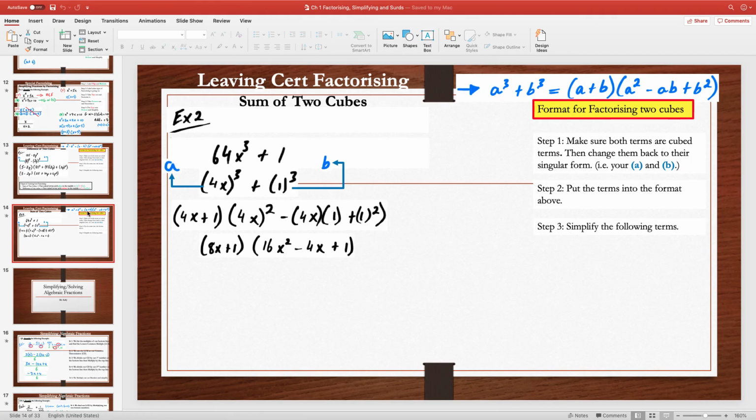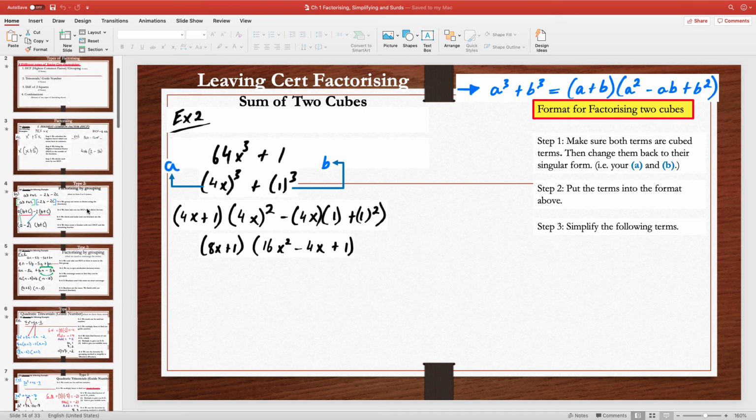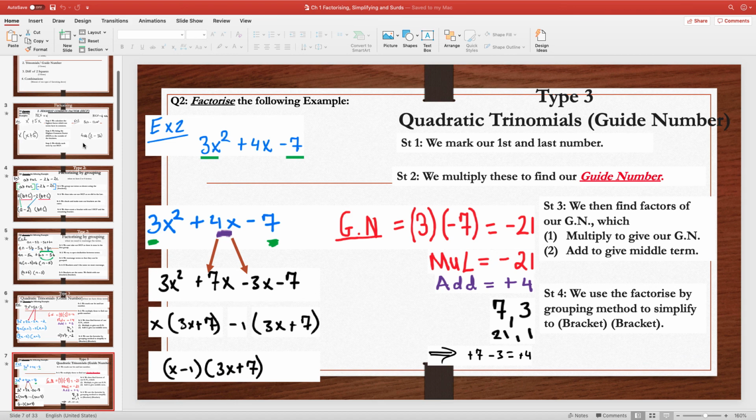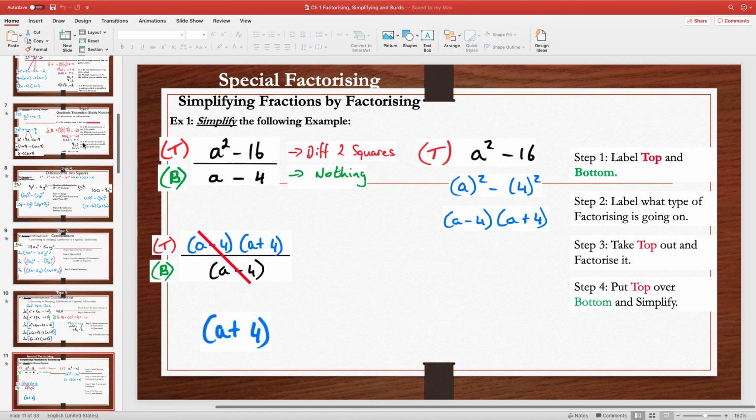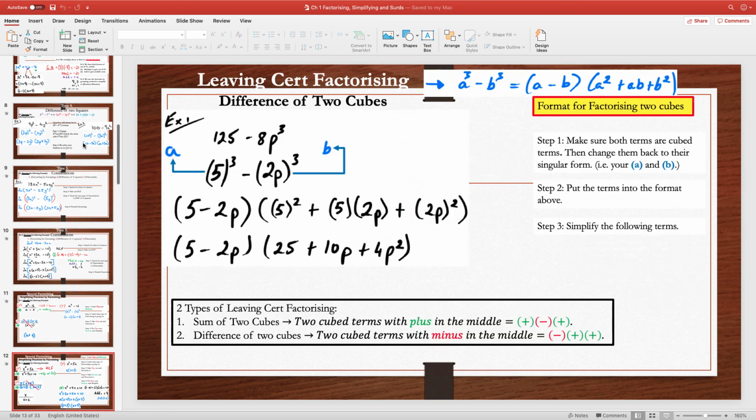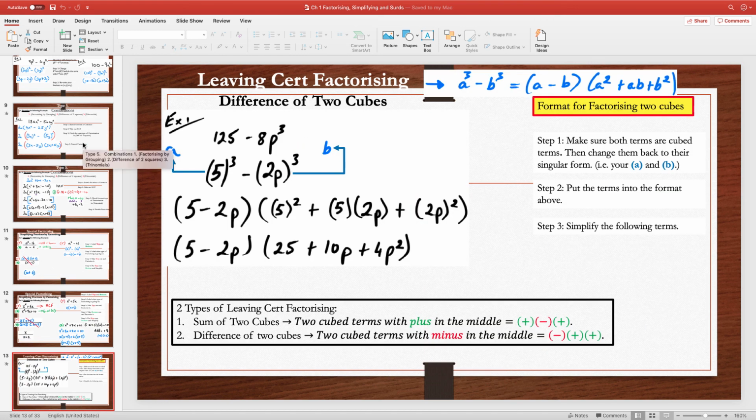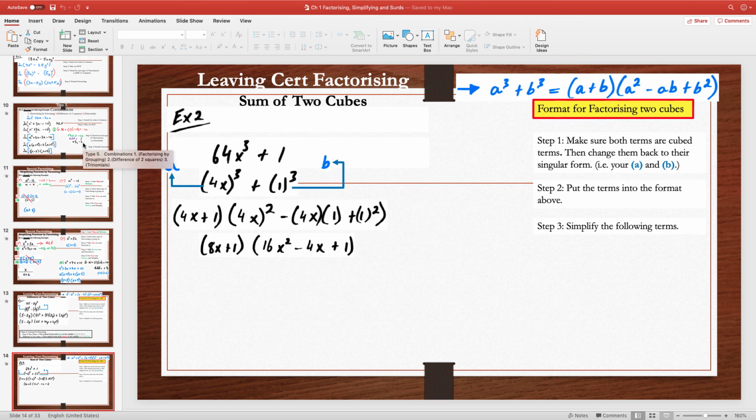Right, that is literally factorising. That's all your units are factorising. That's everything. That's your simplifying. And then your last two to be finished. There's your combinations, the mixture, your special fractions where you're factorising one over the other, and then your two types of factorising: your difference of two cubes, which is minus plus plus, and your sum of two cubes, which is plus minus plus.